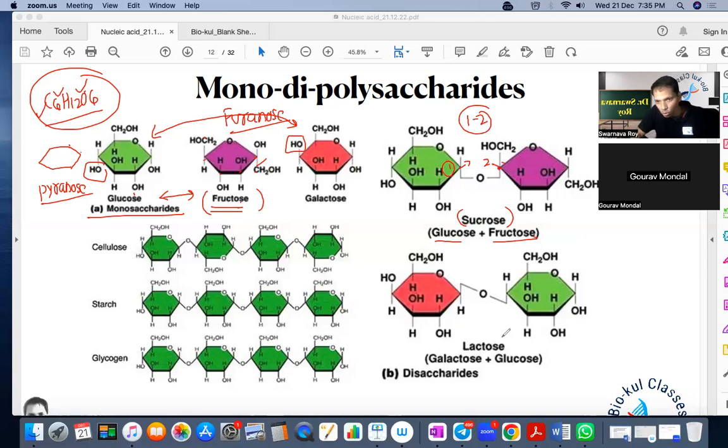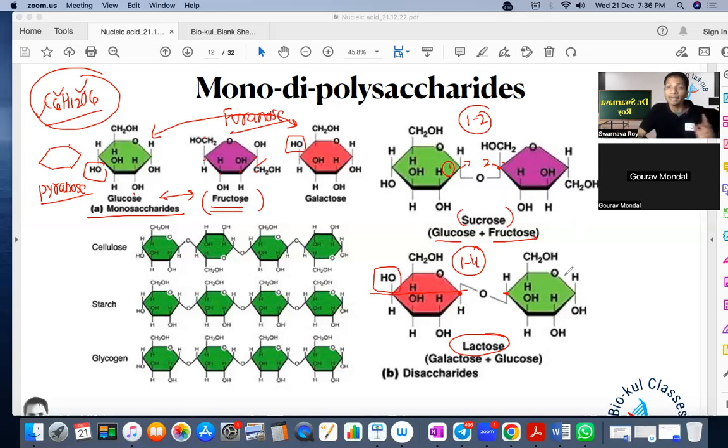And this is lactose. Lactose is made up of one glucose and one galactose. Can you see that? This is the galactose, the hydroxyl group is above the plane, right? And this is the glucose. So this is a 1,4 linkage, first carbon to fourth carbon. It is called lactose. Lactose is a disaccharide. Sucrose is also a disaccharide made up of 2 monosaccharides.